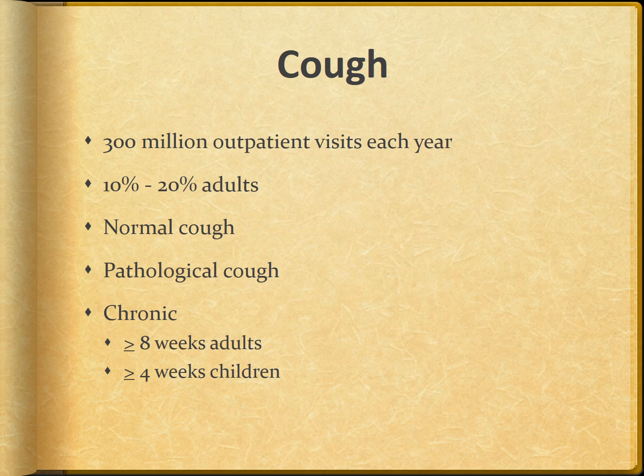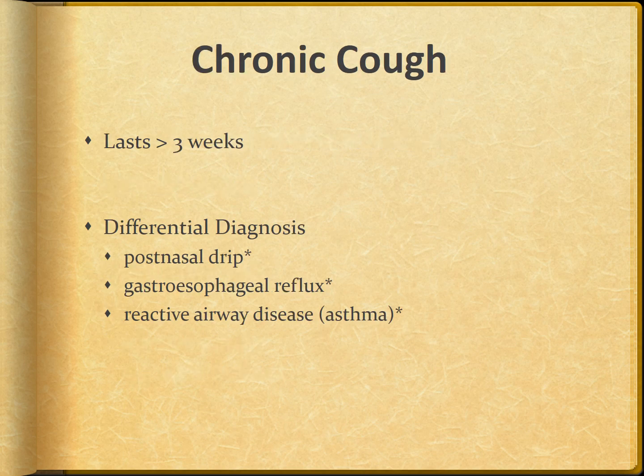For chronic cough, the duration is greater than 8 weeks in adults and greater than 4 weeks in children. Again, we talked about chronic cough lasting for more than 3 to 4 weeks. And these are some differentials that you should keep in mind. The patient may have a postnasal drip. They may have some reflux, so GERD, or reactive airways such as asthma.